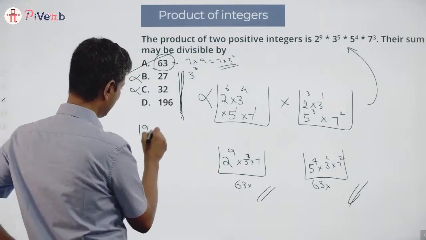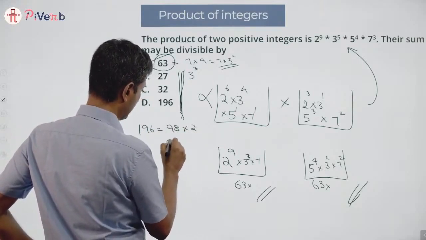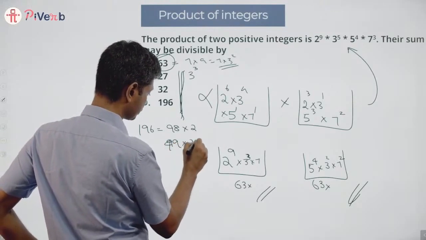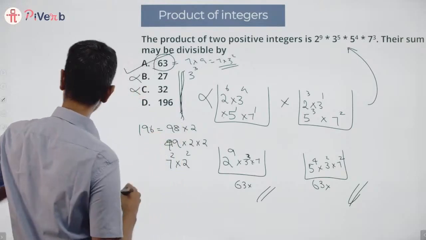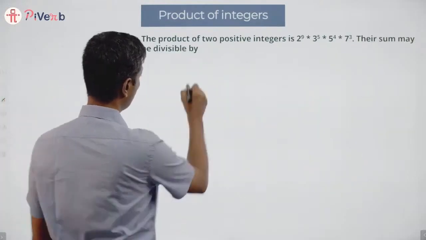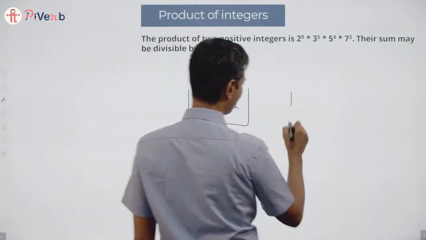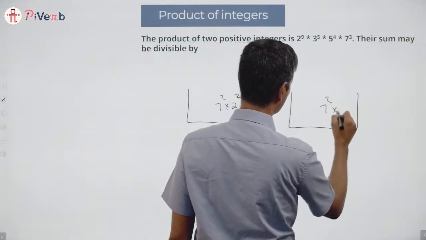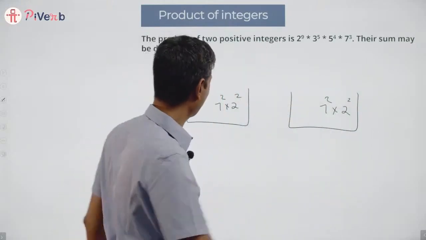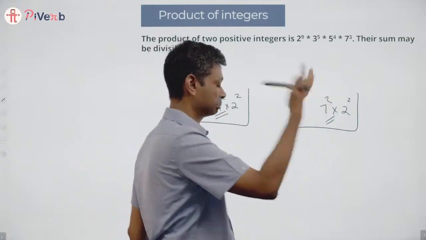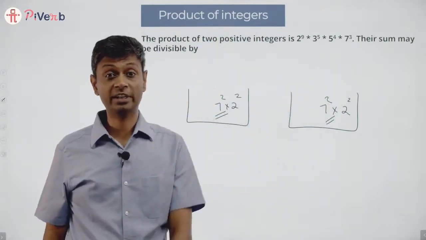196. 196 is 98 into 2. 98 is 49 into 2. 49 is 7 square into 2 square. So I want two numbers. One that has 7 square into 2 square. Another one also has 7 square into 2 square. Not possible. I have only 3 7's with me. I cannot put 2 7's here and 2 7's here. I have only 3 7's. So I cannot have two numbers that are both multiples of 196.